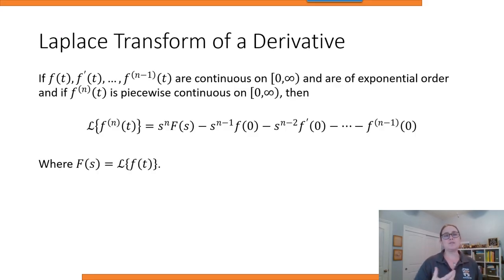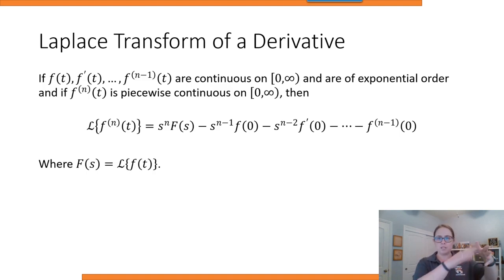So if I have the nth derivative of f of t and I want to take the Laplace transform of that, I'm going to use this formula. I get s to the n times capital F of s minus s to the n minus 1 times f of 0 minus s to the n minus 2 times f prime of 0 and so on until I get all the way down to the end where there's no s anymore.